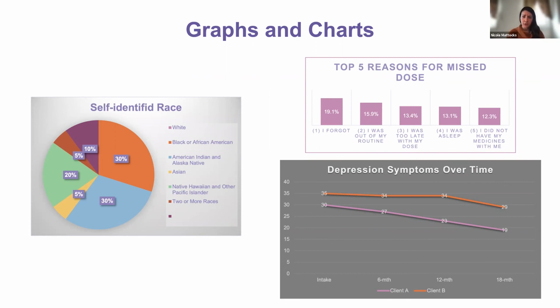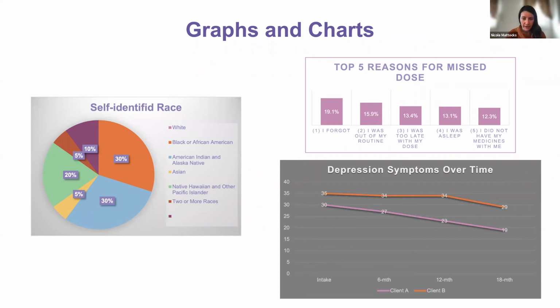I like bar charts, which is the chart in the top right corner here, top 5 reasons for missed dose. I like these as well. And I think that what you're looking at here is the top 5 reasons out of about 10 reasons that participants or clients identified for missing a dose of their medication. So I like bar charts too, because they can show you the responses. This is the percentage of people who said, I forgot, or I was out of my routine. And you can see the percentages in comparison to other response options, so relative to other responses or other categories.